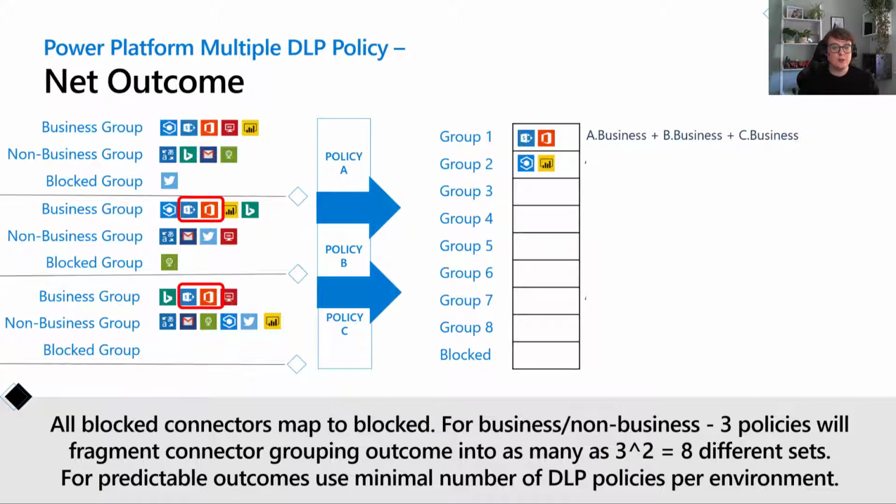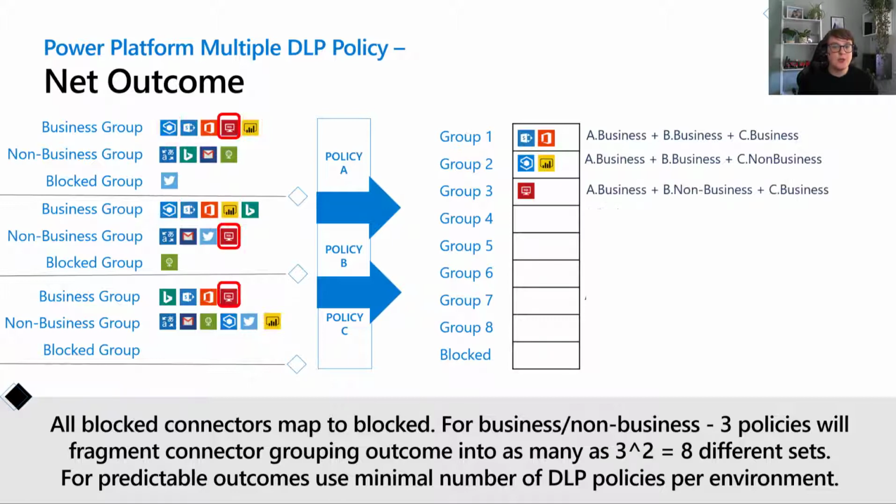Then I look at the two business groups and the non-business group, and I can see that Azure IoT and Power BI are together in those groups. So I can look at business in policy A, in the business group, I've got Azure IoT and Power BI, same in policy B, and then in the non-business group of policy C, I've also got Azure IoT and Power BI. So because these connectors are in the same groups, they can be used together. SQL can only be used standalone. It doesn't have any other connectors in common in the same group across all three policies.